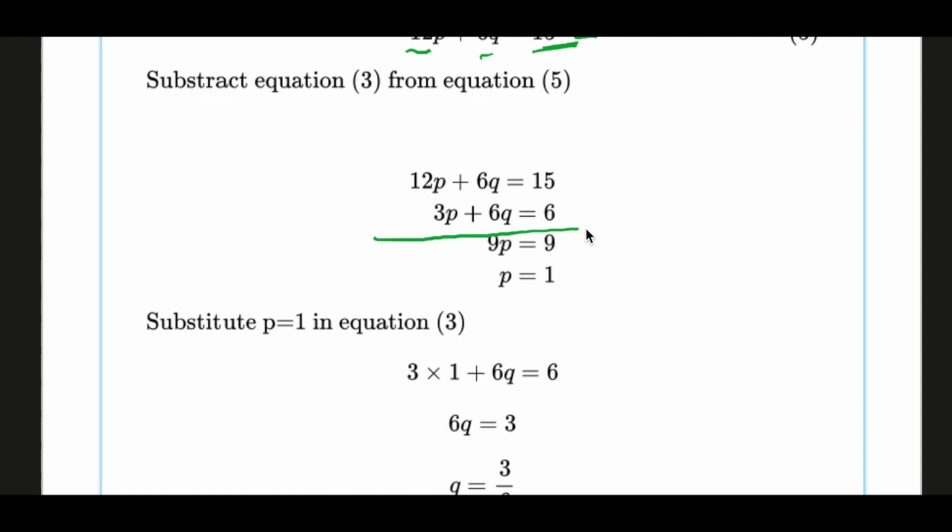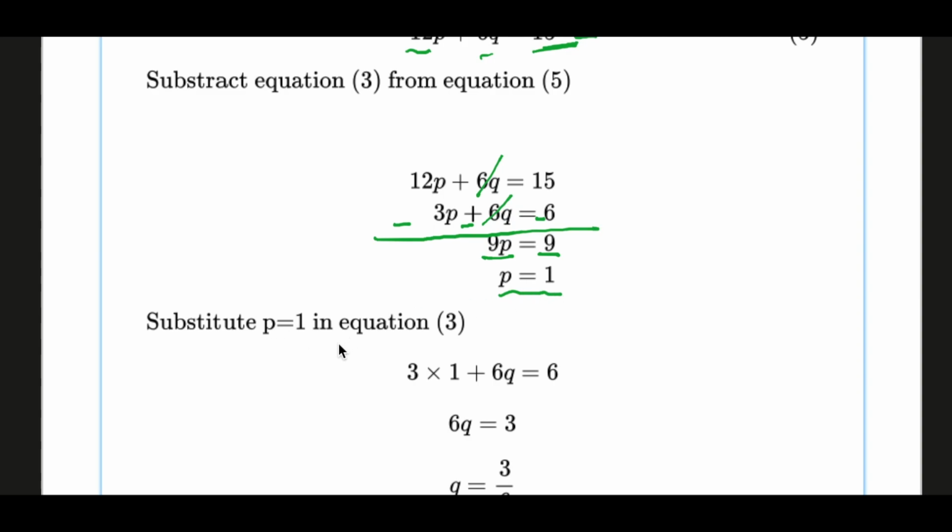Now when you subtract both the equations, this has the plus sign, so we write here as minus. This also has a plus sign, so we give here as minus. This has a plus, so similarly we put a minus sign here. This 6q and 6q will get cancelled out. 12p - 3p will give us 9p and 15 - 6 gives us 9. So the value of p comes out to be 1.